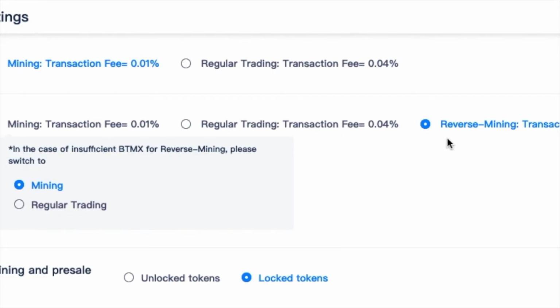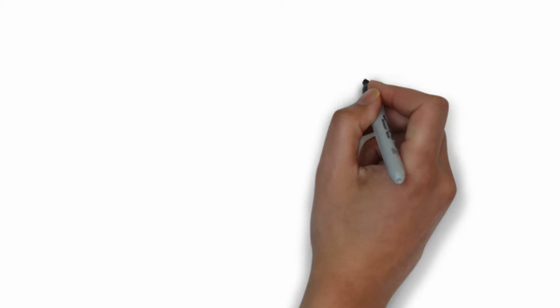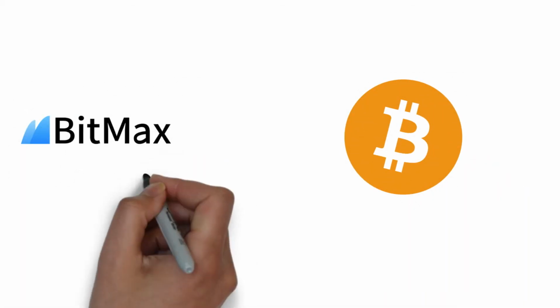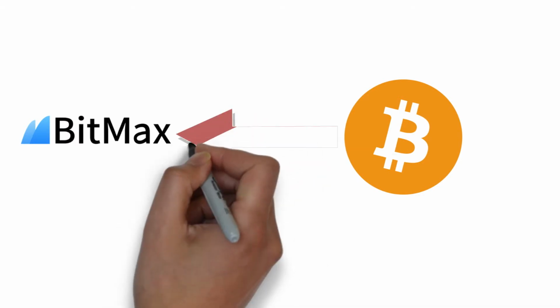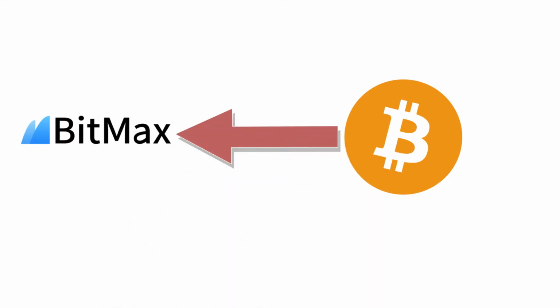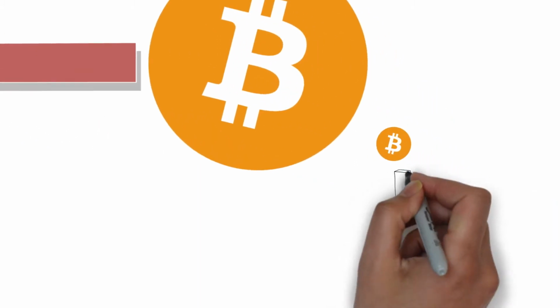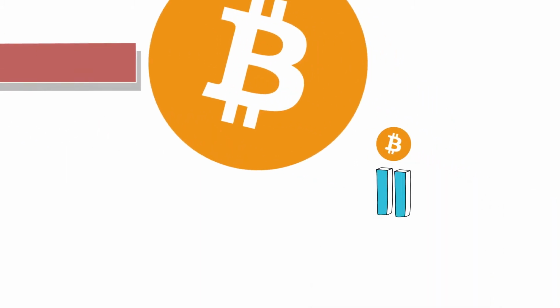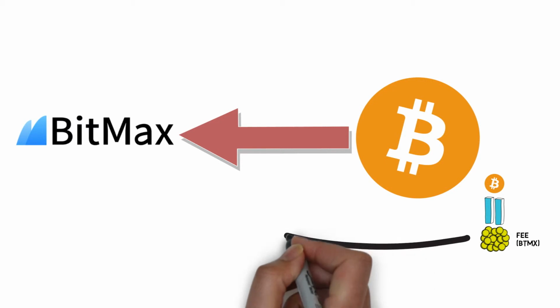Now let's take a look at how the reverse mining transaction fee works. So again, let's say you have some Bitcoin on the BitMax exchange and you want to buy something. So you're going to give some of your Bitcoin to the BitMax exchange. Now for the fee, the exchange is going to work out what is the equivalent value of the fee in BTMX, and you are going to pay your fee using your own BTMX, so that will go to the exchange.